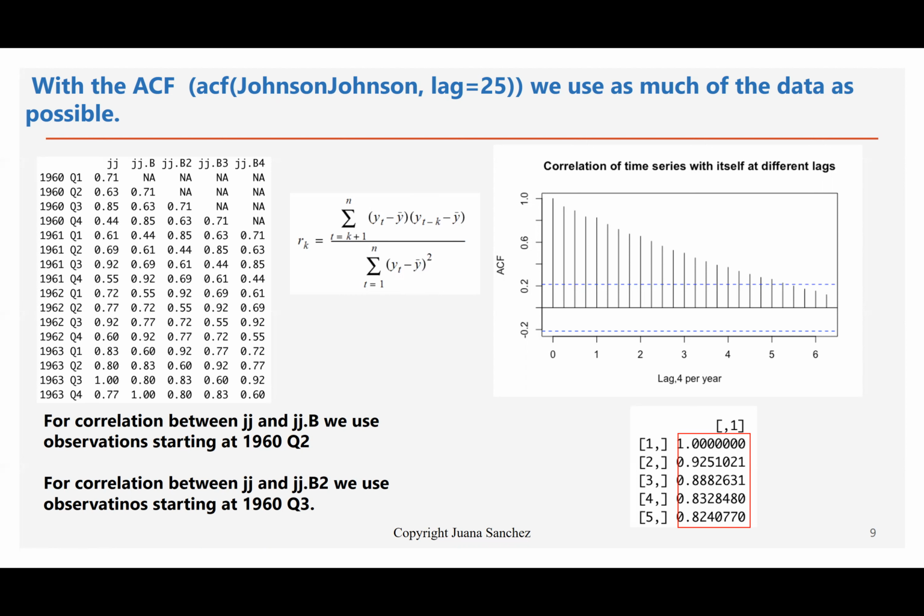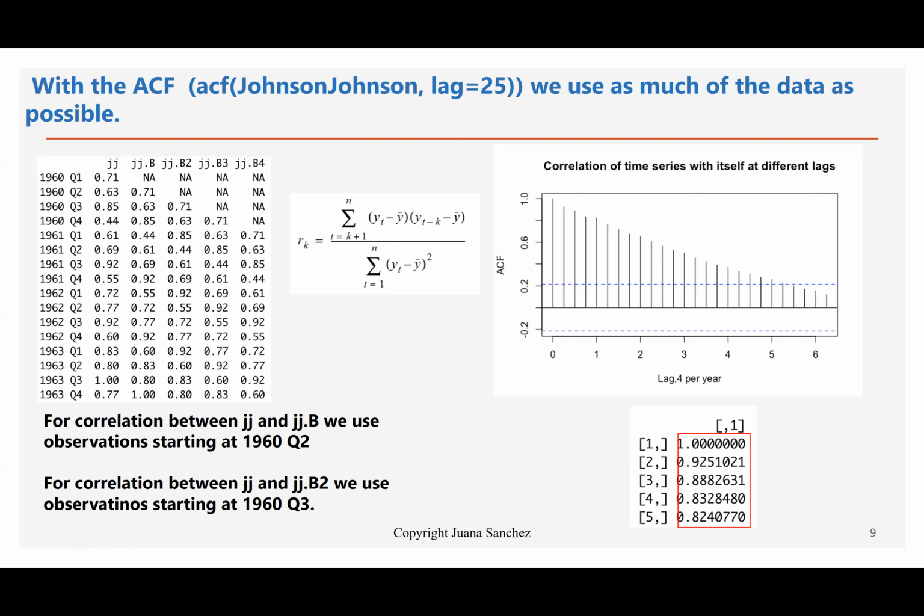Okay, so we are always using the whole complete number of observations. On the other hand, on the top, we are reducing the number of observations as the lag, as the k, increases. So that's the difference, and that's why the numbers are slightly different. But the idea is the same.